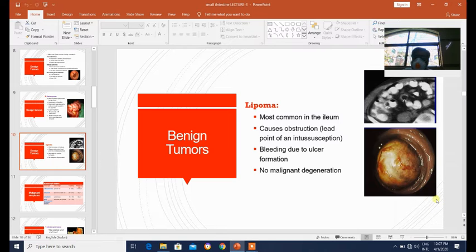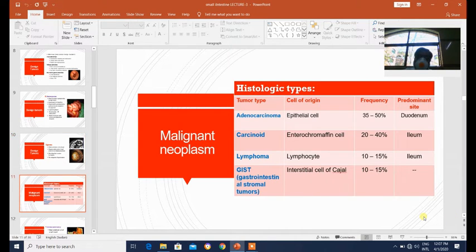Do you know what intussusception is? This is the invagination of one part of the small intestine into the other, telescoping of a part of the intestine into another part. These can also present as a bleeding ulcer inside the lumen. Regarding malignant potential, this is usually not present in the case of lipoma.